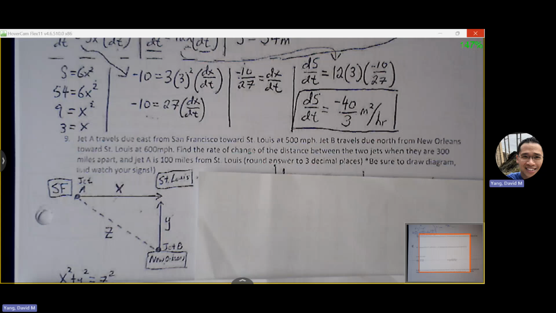You have jet A traveling east from San Francisco towards St. Louis. Jet B is traveling north from New Orleans up to St. Louis. And you see the triangle being formed between jet A, St. Louis, and jet B. Jet B travels north at a certain speed. Find the rate of change of the distance between the two jets.